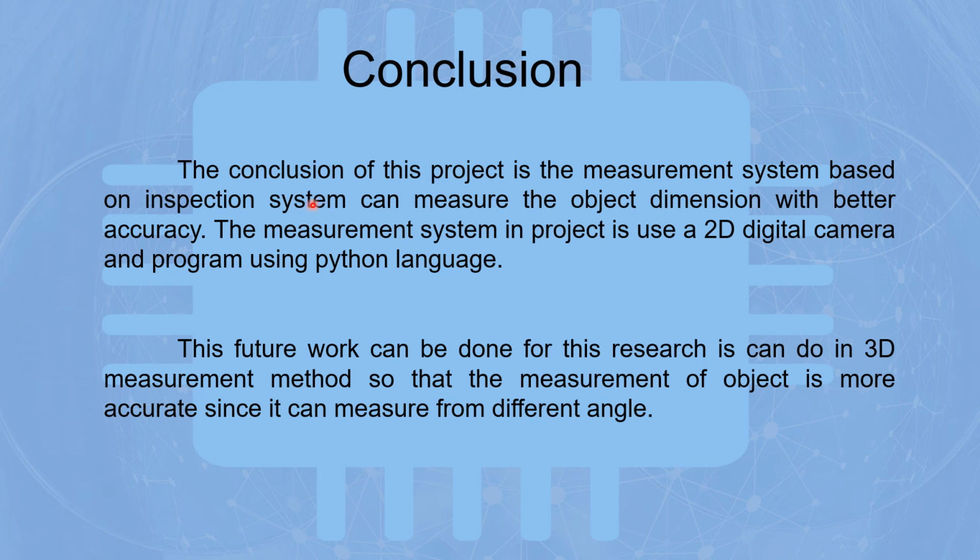Conclusions. The conclusion of this project is the measurement system based on inspection system can measure the object dimension with better accuracy. The measurement system in this project uses a 2D camera and is programmed using Python language. The future work that can be done for this research is 3D measurement method so that the measurement of object is more accurate since it can measure from different angles.